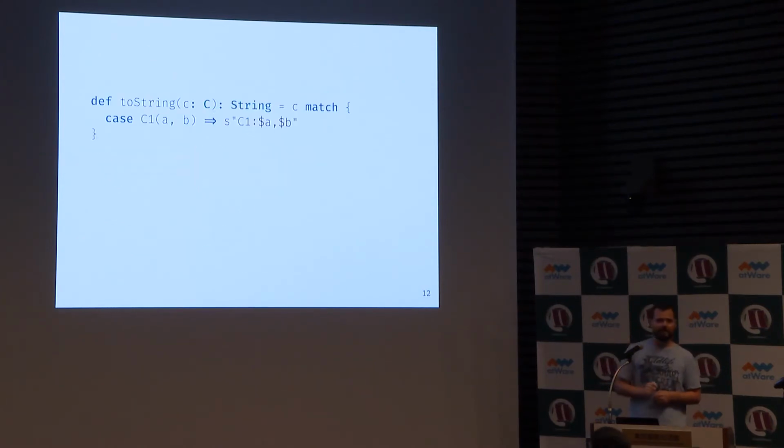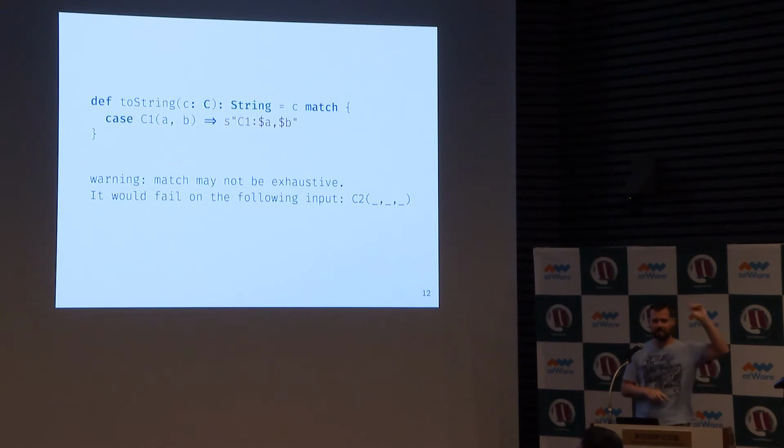The beautiful thing about pattern matching is that the compiler can tell us if we forget to cover one of the variants. Here I forgot to cover variant C2, but the compiler will tell me, hey, you forgot the C2, go back and implement it. Unfortunately, this only triggers a warning. I think it should be an error, but it is not. Which means that your program will still compile. But at least the compiler will tell you that you forgot something.